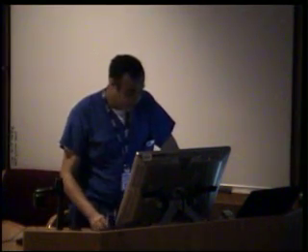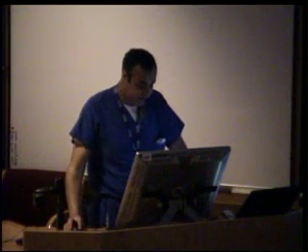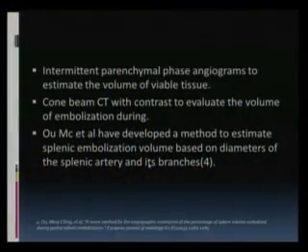There was a paper, this one, which came out of Japan, where they devised a way to estimate the amount of splenic volume. What they did was they did angiograms, they measured the size of the main splenic artery, and then they measured the size of each splenic artery branch.